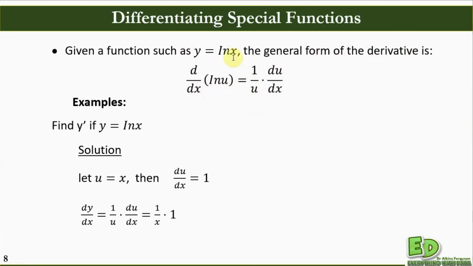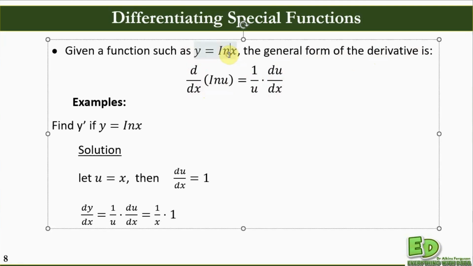So what is the function? The function is such that if this ln is taken away from the term, what is left here is x. x is the function we are talking about, right? So dy over dx of ln of x is 1 over x, which is the function, times the differential of x, which is 1. So this is an example to explain what we are saying.